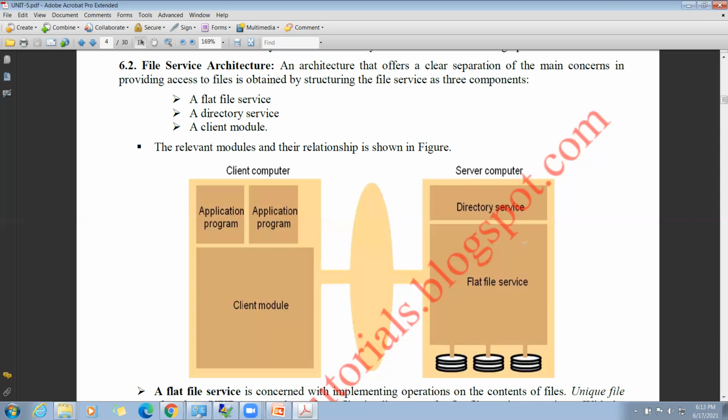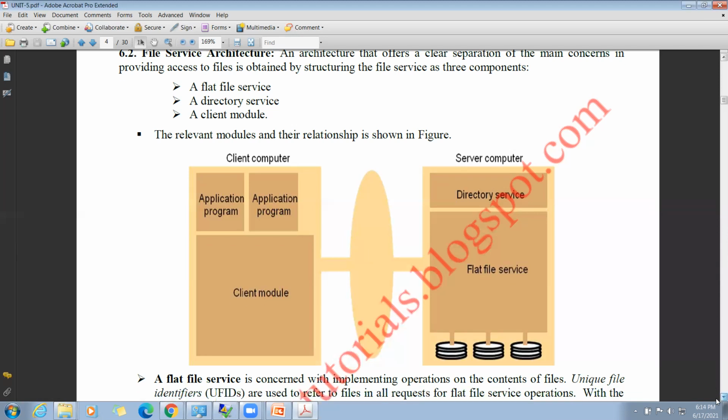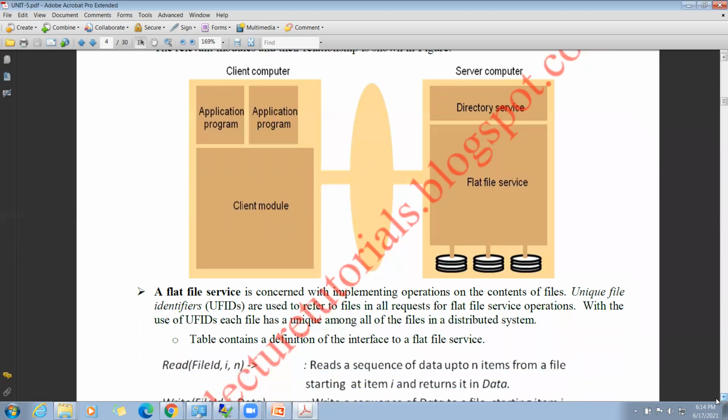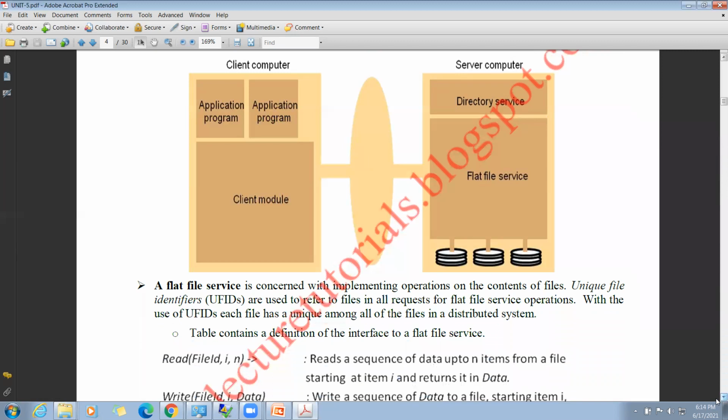See here, this diagram shows the relationship between the client computer and the server computer. The client computer has the client module and application programs, and the server computer contains some directory services as well as some flat file services. Coming to the first one, flat file service.